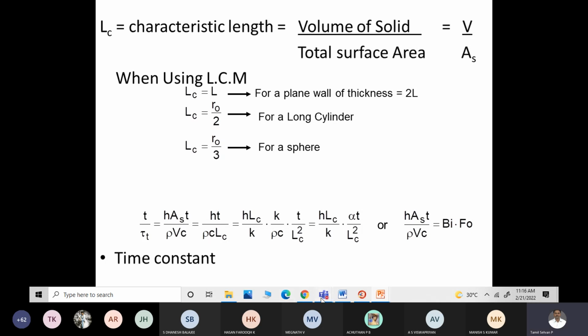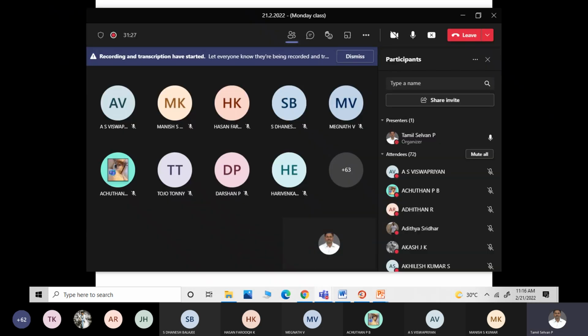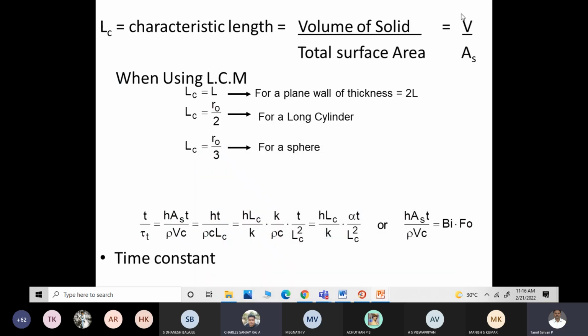Charles, are you there? Yes, sir. Biot number is the ratio between... Who is the other guy? One more guy, a 9 pointer, is there in my class. I don't know, his name is Vignesh. Vignesh is there. Okay, Charles, you go ahead.